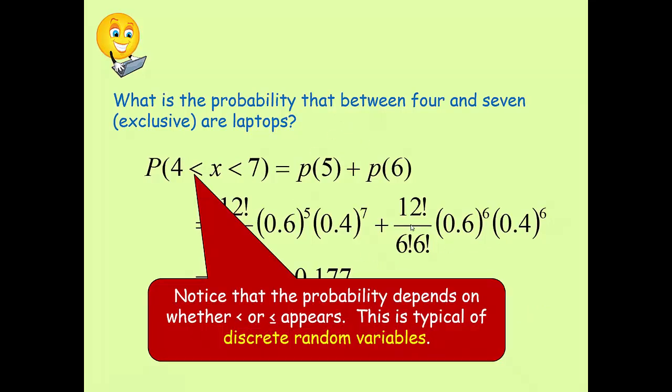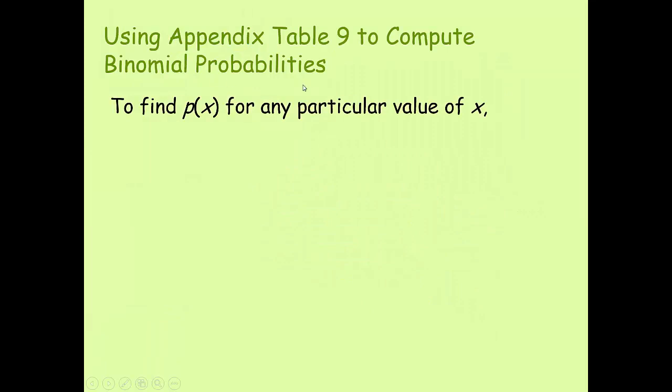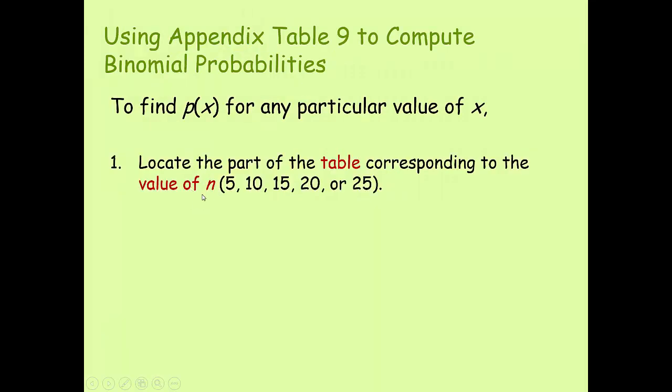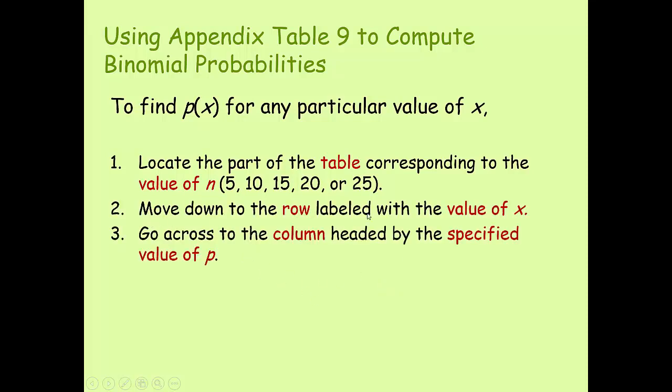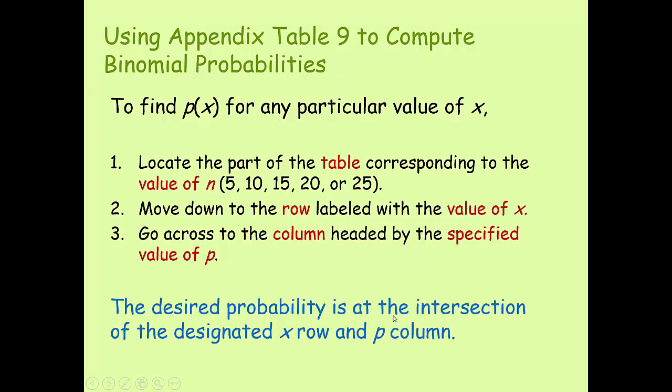So the table that's in the back of your book gives you N of 5, 10, 15, 20, or 25, and then you move down the row for your value of X, your number of successes, and then you go across to find your probability. As you can imagine, you can't have a table for every single value of N and every single value of the probabilities. So you're kind of limited here, but at least if you have these values, it's something very easy to find in the table.